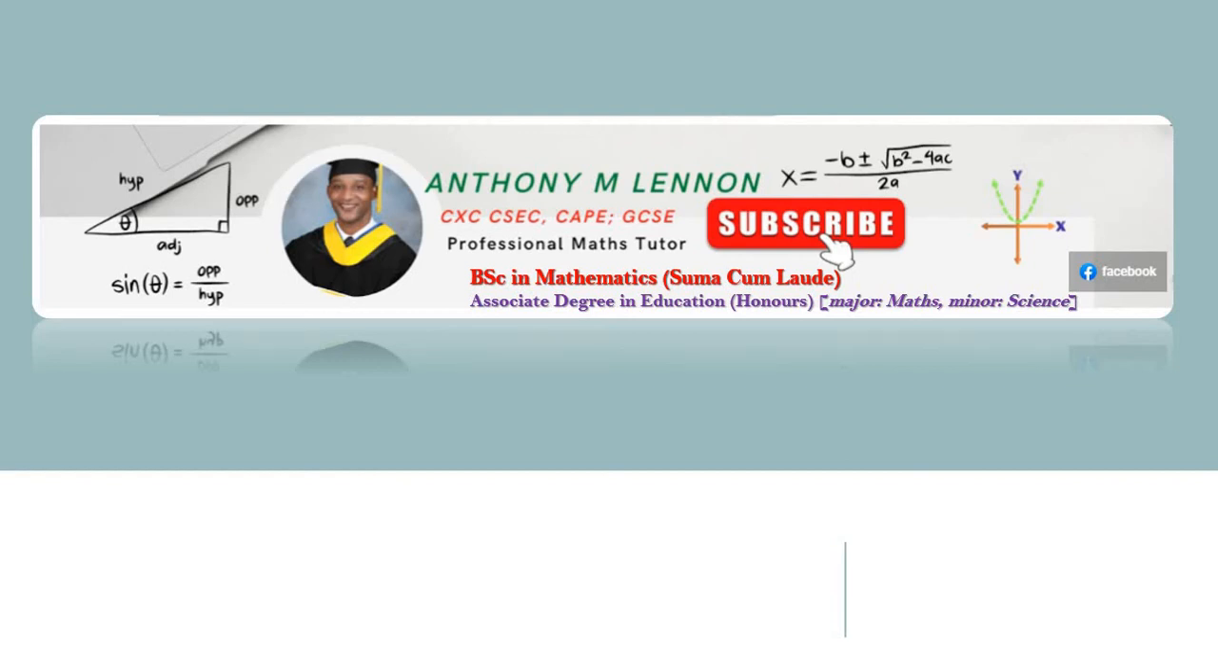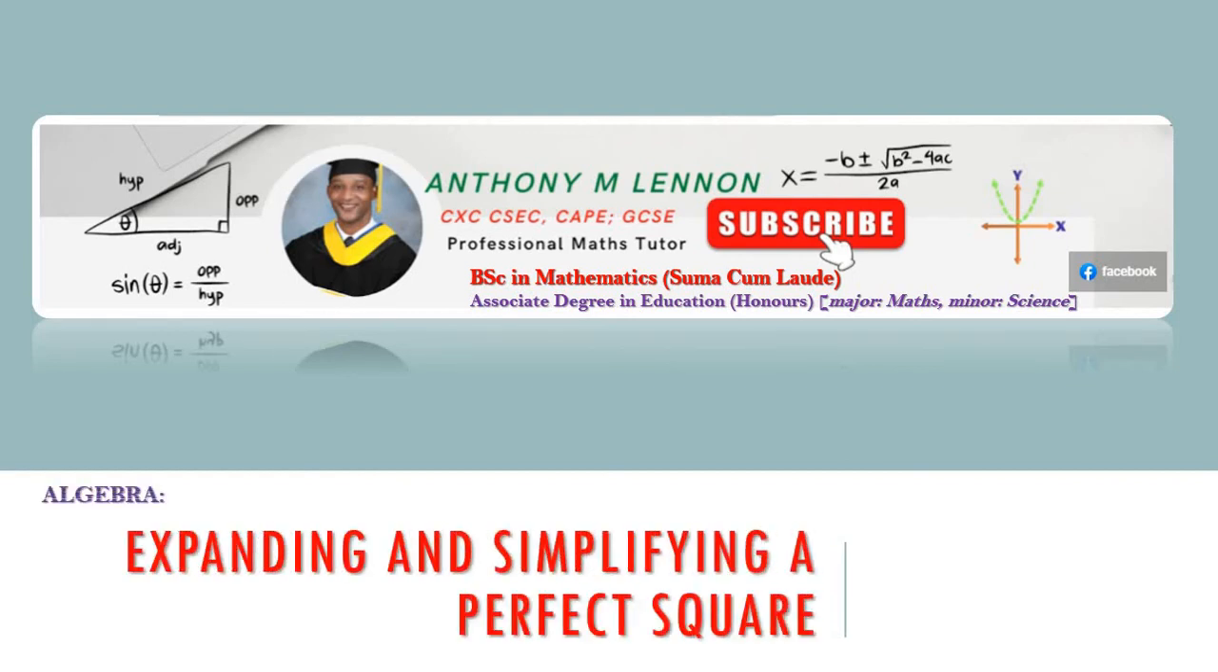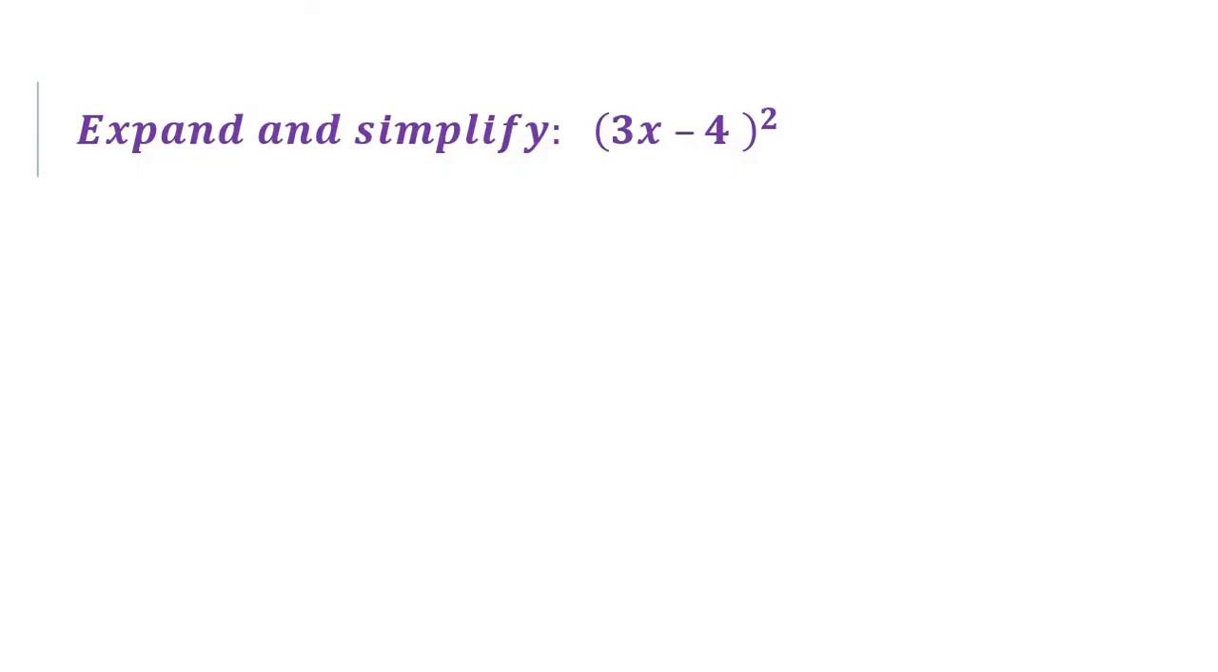Hello everyone. In this video, we're looking at expanding and simplifying a perfect square. For the first example, we have to expand and simplify the square of the binomial, the two-term expression, 3x minus 4. Method 1: we multiply the binomial by itself, as indicated by the square. If you have a squared, it means a times a. But since you have 3x minus 4 squared, you multiply 3x minus 4 by itself.